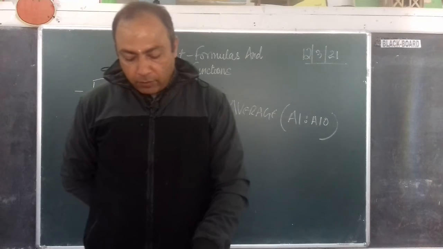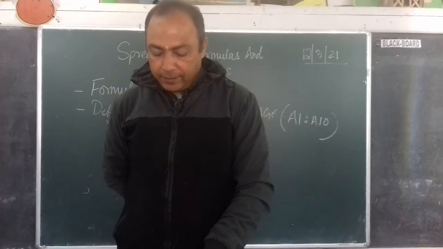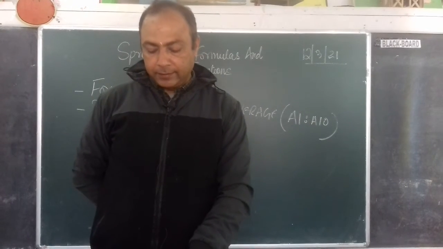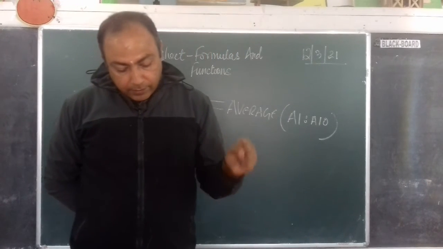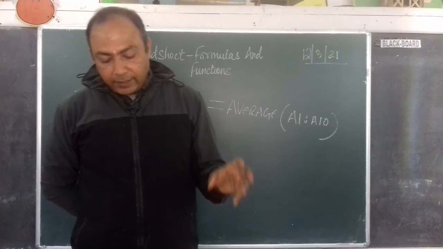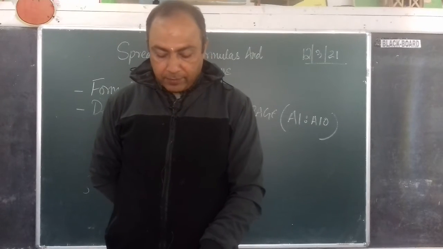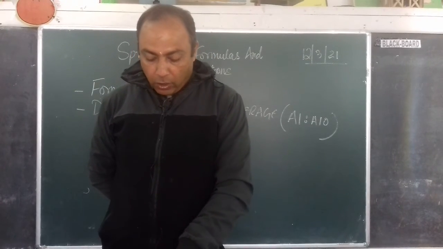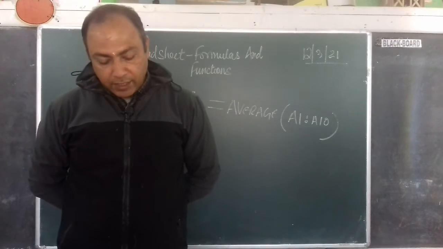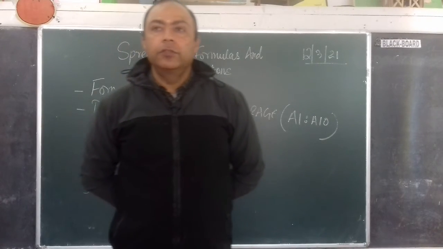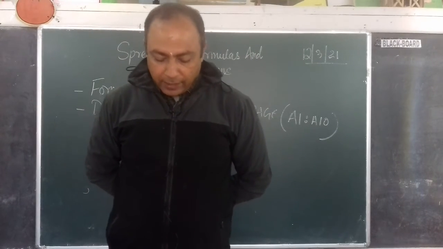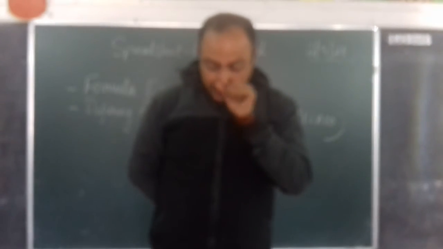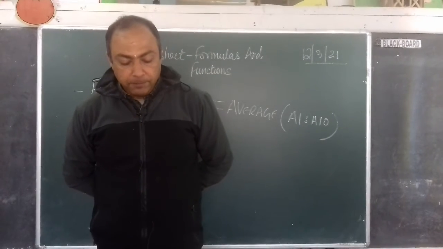You are familiar with the common functions like sum, average, count, min and max. So the function library has different types of functions such as sum, average, count, min and max. However, there are several other functions which are not easily recalled. There are common functions and there are functions which we cannot memorize, cannot keep in our mind. So we can use the function library.